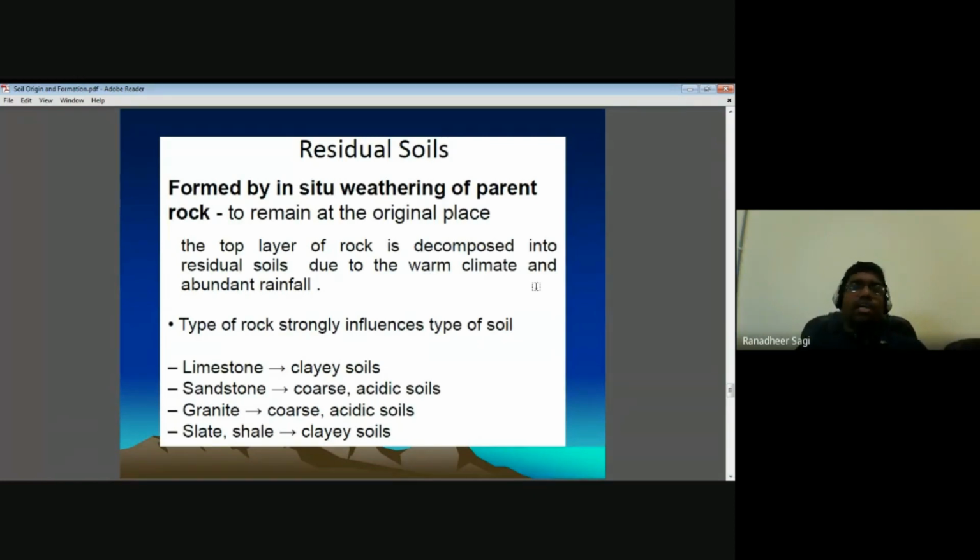So, self-explanatory, I need not talk about it again. Formed by in situ weathering of parent rock, to remain at the original place. The top layer of the rock is decomposed into residual soils due to the warm climate and abundant rainfall and so on.